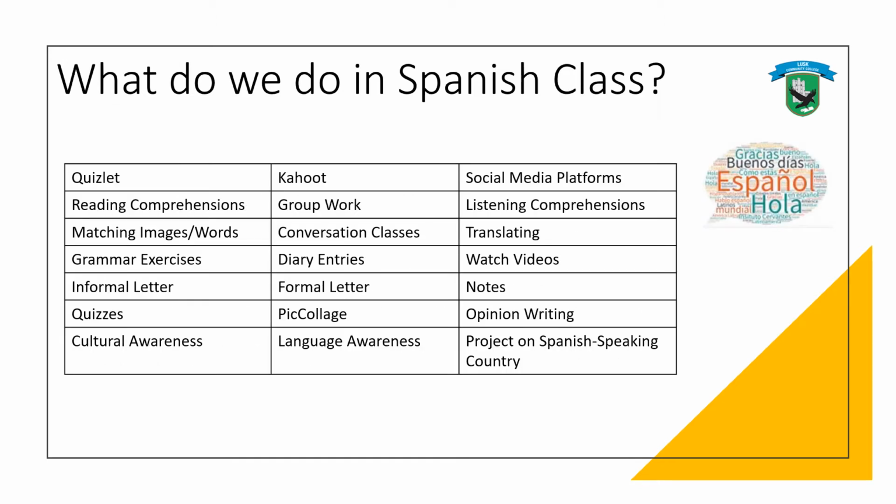So, what do we do in Spanish class? There are many ways that we can learn Spanish. For example, Quizlets, Kahoots, social media platforms. We can work in groups, have conversations, complete listening activities, translations. We can watch videos, complete some written work such as diary entries, letters, and notes. We can have quizzes. We can learn about culture through projects and complete projects on Spanish-speaking countries. Posters, using Piccollage, many ways.